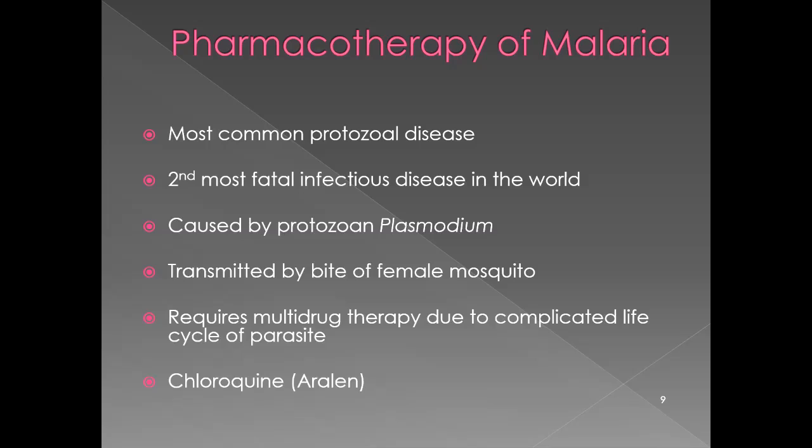Malaria requires multiple drug therapy due to the complicated life cycle of the parasite, and chloroquine, or Aralen, is the drug of choice for malaria and is used for prophylaxis and treatment.